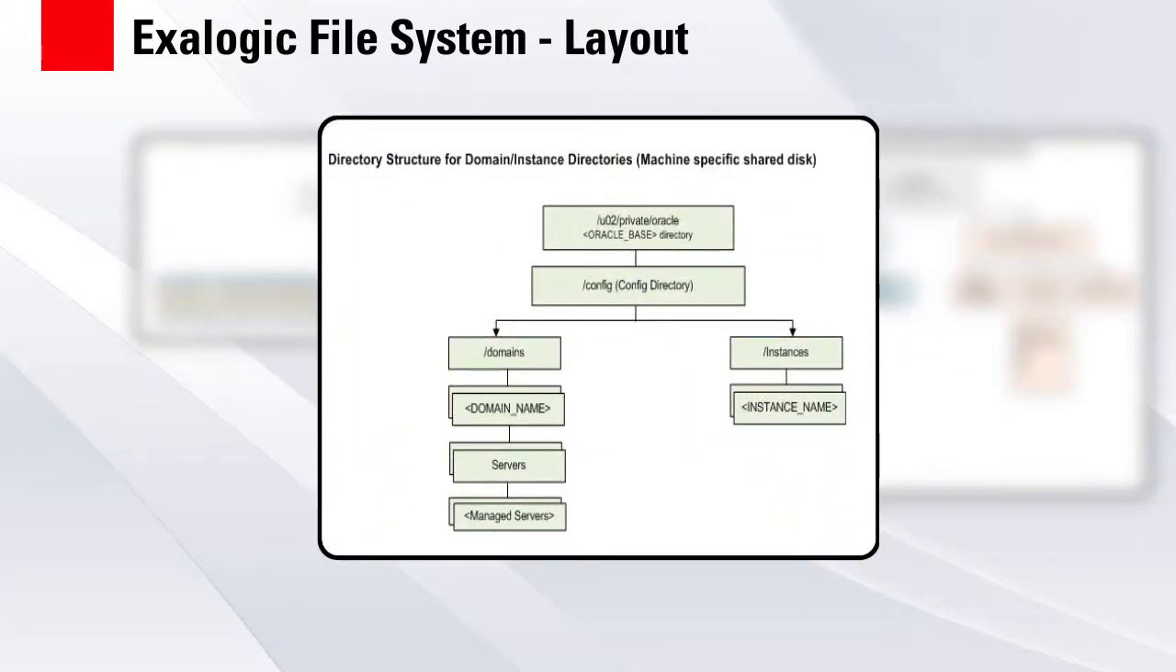And apart from these two mount points, you also need a third mount point for your file system. That is U02 Oracle config. So that is where your runtime processes read and write.